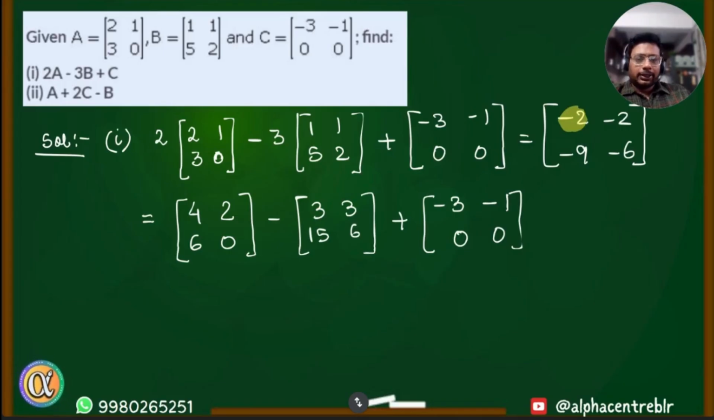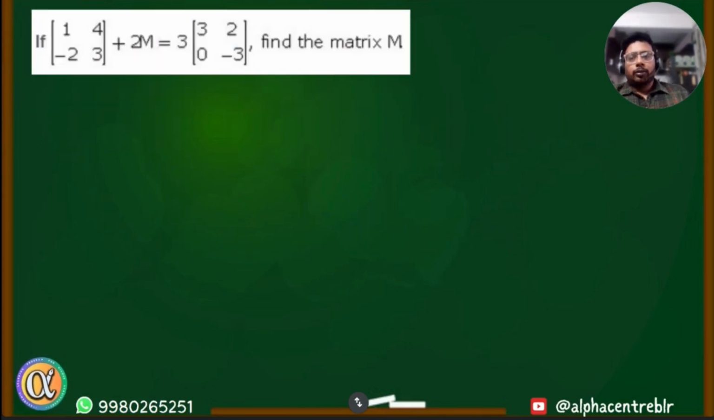Minus 15, minus 9, plus 0, so minus 9. That's correct. So second term is minus 2, yeah. Yes. And the last term is minus 6. That's also correct. Okay, Maria, you got the same answer? You understood how to do this? Yes. If 1, 4, minus 2, 3 plus 2 times M is equal to 3 times 3, 2, 0, minus 3, find the matrix M.